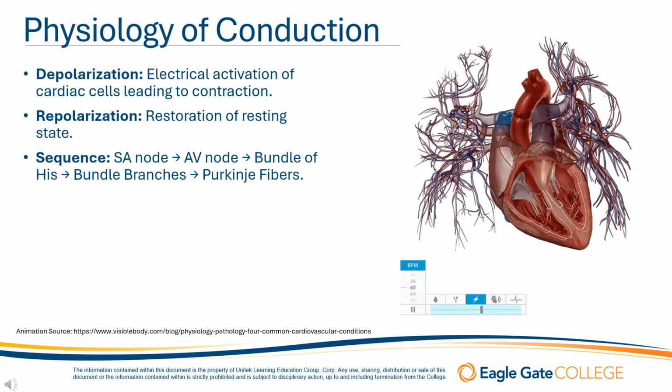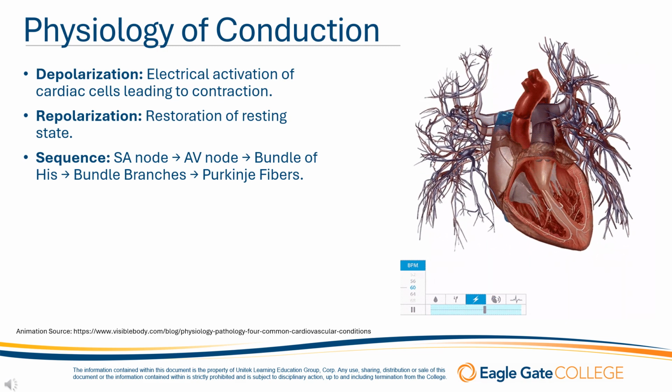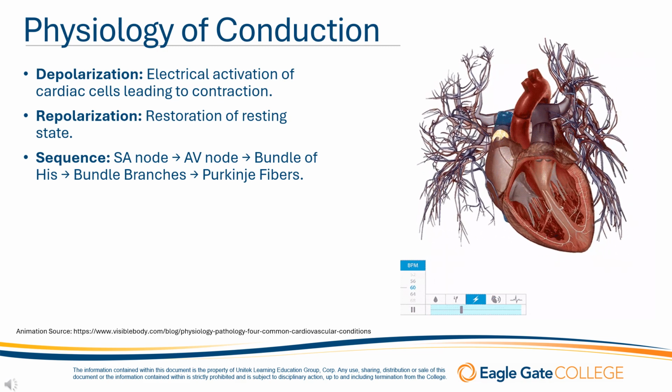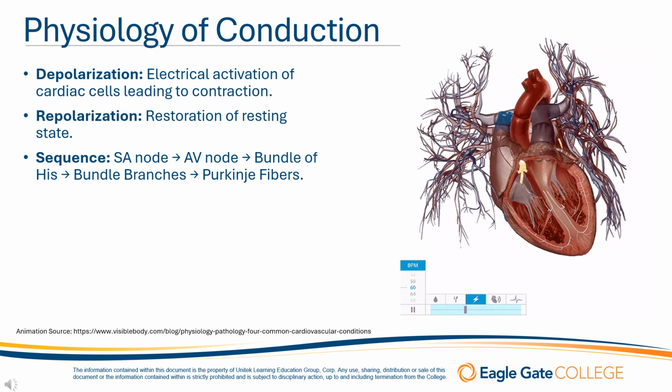Finally, the electrical impulse reaches the Purkinje fibers. The Purkinje fibers are a network of fibers located in the walls of the ventricles. They rapidly distribute the impulse throughout the ventricular muscle, causing the ventricles to depolarize and contract. This rapid and widespread depolarization ensures that the ventricles contract in a coordinated and forceful manner, effectively pumping blood out of the heart.